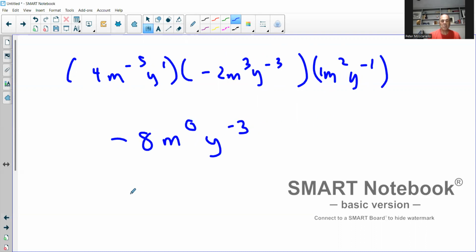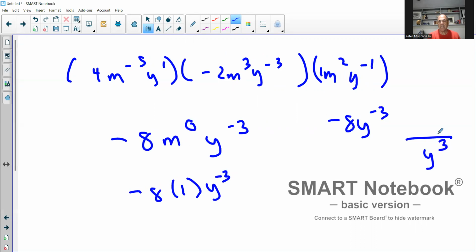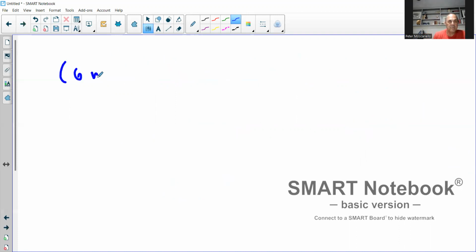M to the 0 power is 1. Not m to 1, just a regular 1. So I got negative 8 y to the negative 3, and any negative exponent goes down the basement as a positive exponent. Here we go. So it becomes negative 8 over y to the third. All right, try this one, kids.